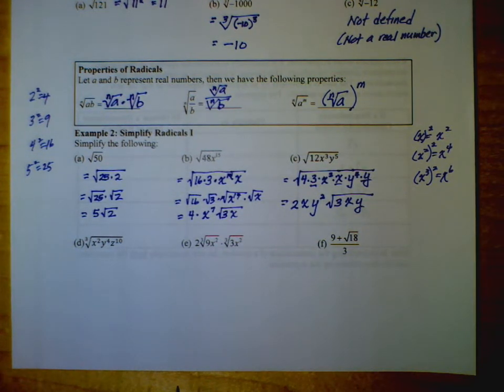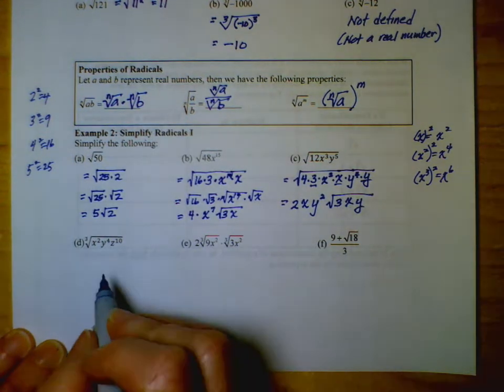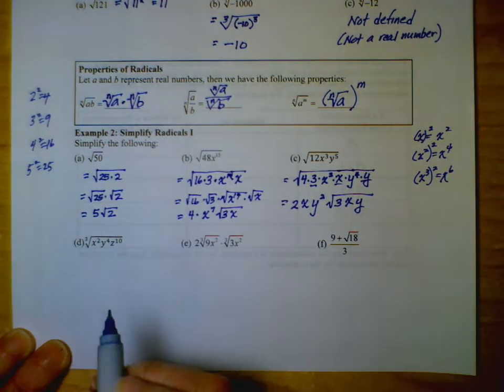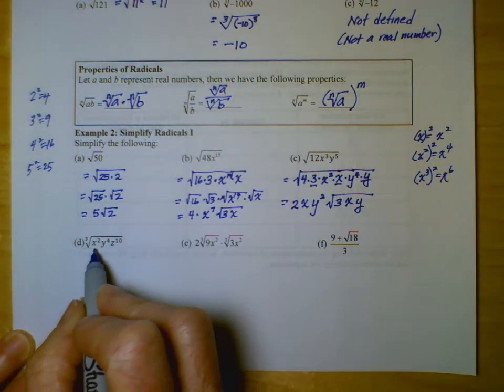This is part 2 of section R.8, nth roots and rational exponents. We're finishing example 2, starting with part D. Now we have a cube root problem. So let's think of the perfect cubes.